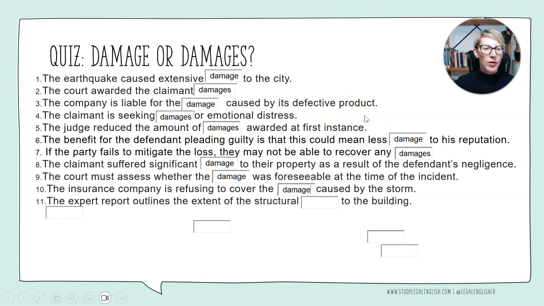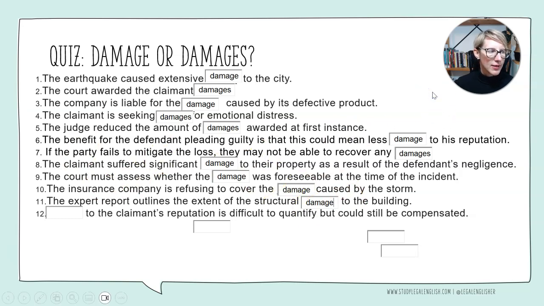Okay, next one, number 11. The expert report outlines the extent of the structural damage to the building. Structural damage, okay, structural problems to the structure of the building. All right, we're coming to the end. We've got just a few more questions.